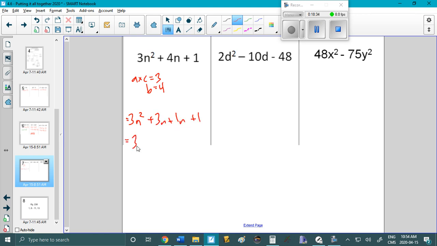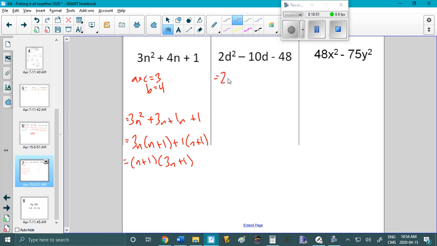I can common factor 3n out of the first term. I'm left with n plus 1. And the only thing I can take out of these is 1. I'm left with n plus 1. And I get n plus 1 times 3n plus 1. And of course, you can FOIL that out and double check.